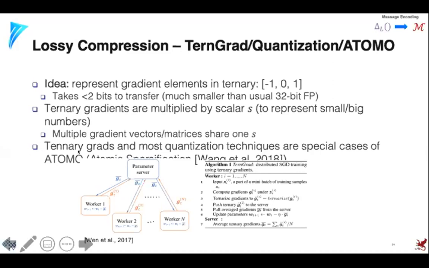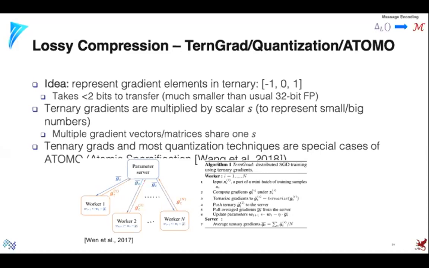What this next sentence that's obscured says is that ternary gradients and most quantization techniques are a special case of an algorithm called ATOMO, which is atomic sparsification. The reference is Wang et al. 2018. ATOMO is quite interesting. Given a gradient, an atomic decomposition function, and a sparsity budget, ATOMO is able to reduce gradients into basis elements that come from the atomic decomposition, and then construct a random unbiased sparsification that minimizes variance. Examples of atomic decompositions are element-wise decomposition, the famous SVD algorithm, singular value decomposition, or even Fourier decompositions.